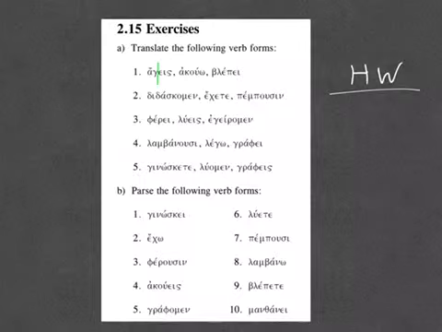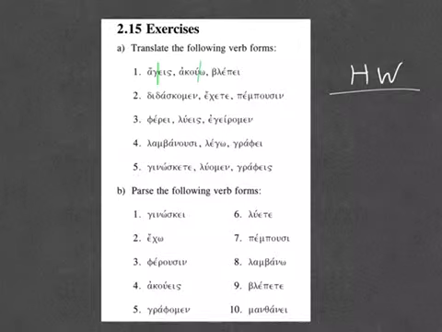Next one is akouo. And that is from akouo. And the dividing line, help you see that. You have akou, which is I hear. And omega at the end is what? First person singular, so akouo is I hear. Pretty easy? Okay.